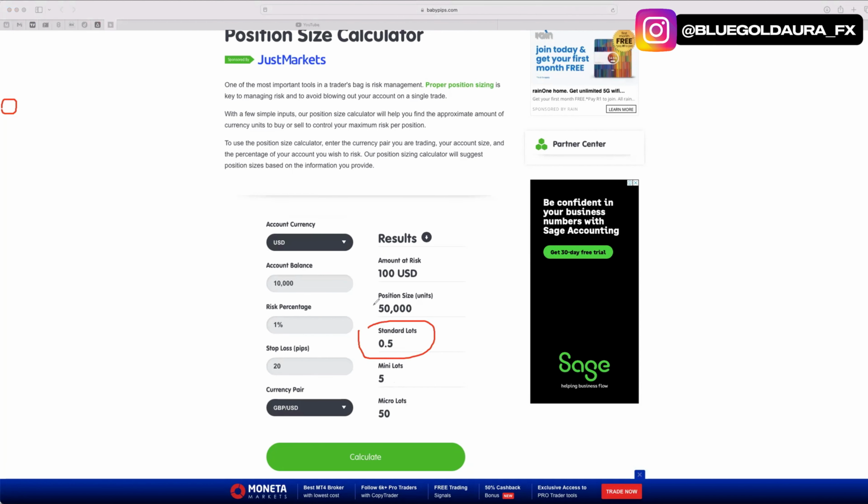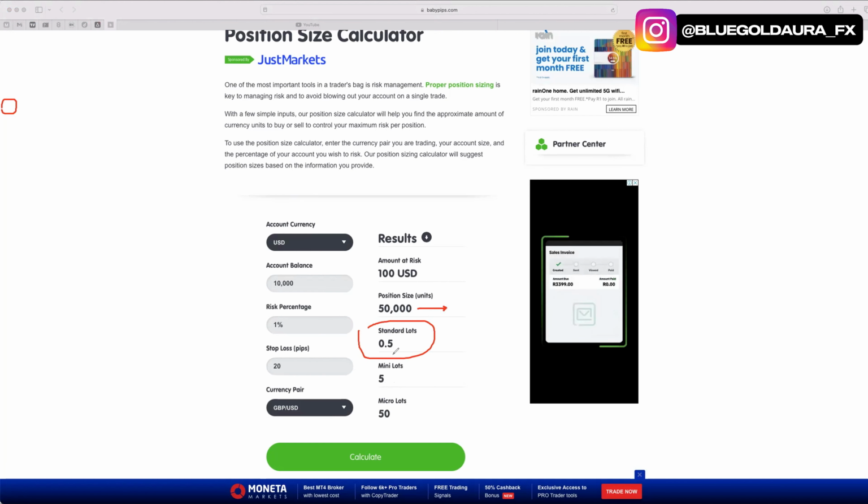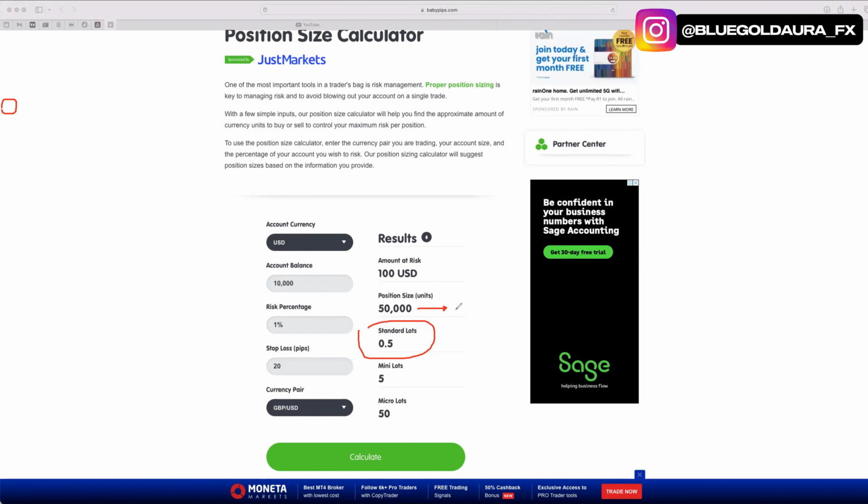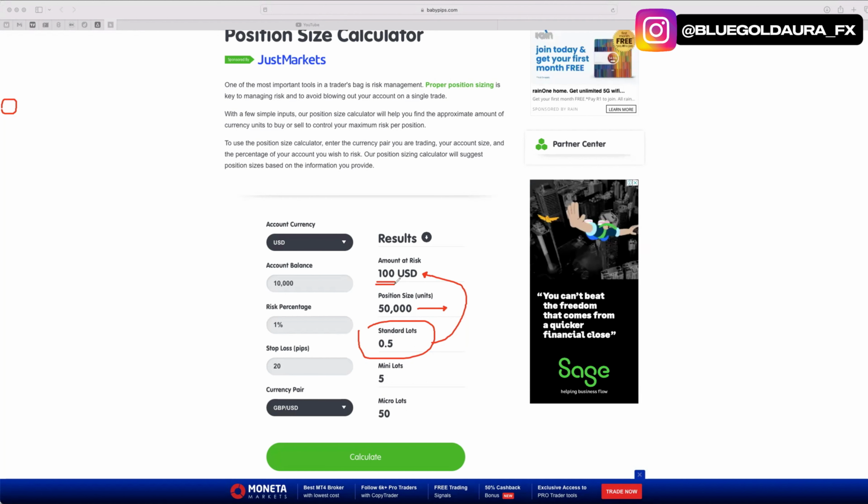And then you're also going to see the position size in terms of units. Remember, I told you that one lot is equivalent to 100,000 units. And obviously 0.5 is half of 100,000, which is 50,000 units. You are also going to see your stop loss in terms of the amount of money you're risking. We are just risking $100, which is 1% of $10,000. It's as simple as that.